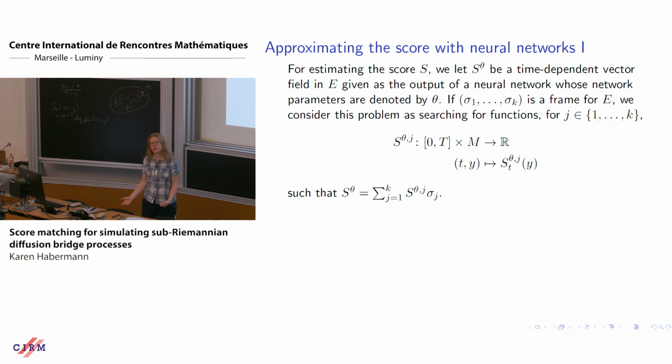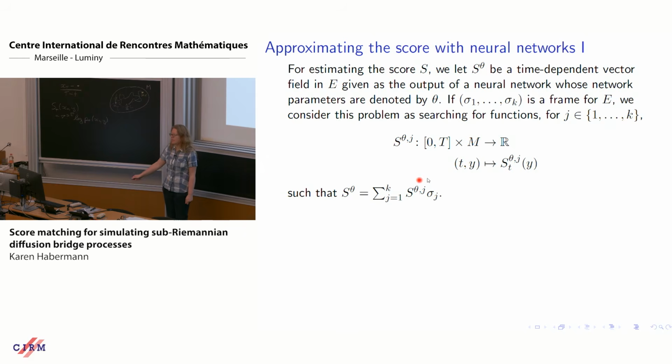So what we want to do eventually is obtain a very good approximation for this score. And to be able to do that, because we have the constant rank assumption, we just take a local frame for our distribution, and then we basically want to learn these functions, which are simply the coefficients for our frame.